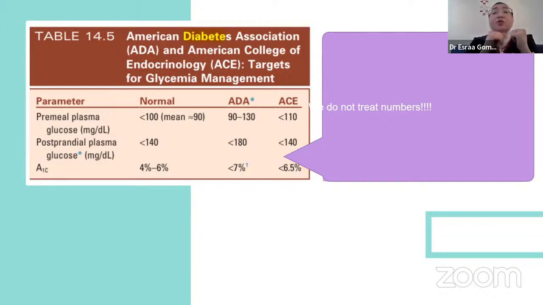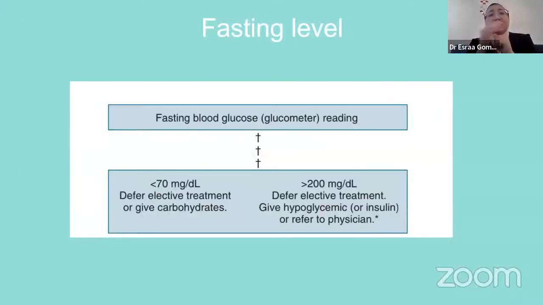As I said before, we do not treat numbers, but we have to discuss the numbers. The recent protocols or guidelines for controlled diabetes, according to the American Diabetes Association and the American College of Endocrinology, suggest that your controlled patient should have a fasting level less than 130 and a postprandial level less than 180. This is according to Scully 2022, 2020.